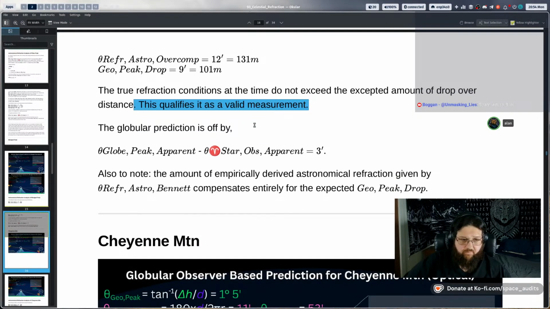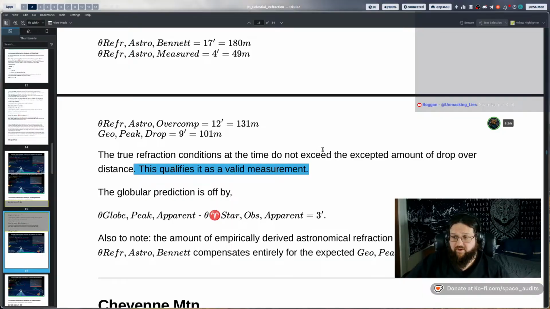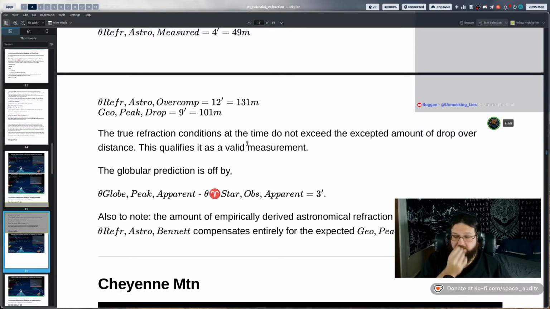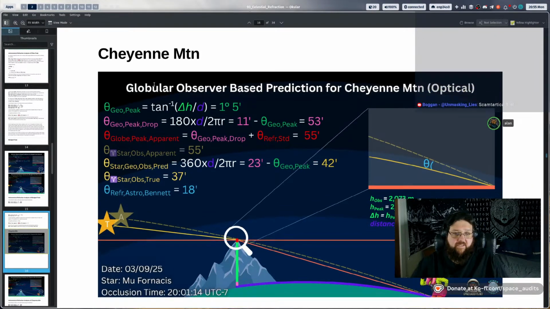This is going to be important to understand, because if the amount of refraction exceeds the amount of drop over distance, how can it then be said that the Earth is a globe, if the refraction didn't make up the difference? The purpose here is to tell the difference, not go to somewhere where it's indistinguishable, and we'll see what that looks like as we continue on. Cheyenne Mountain is up next.